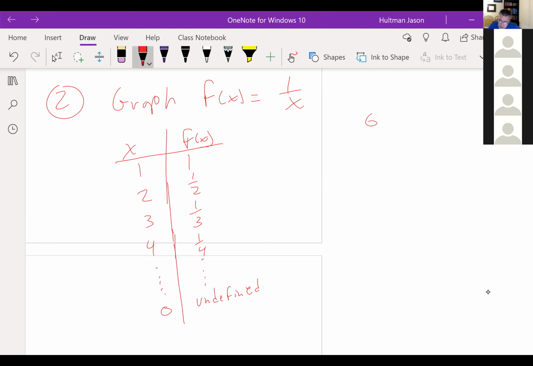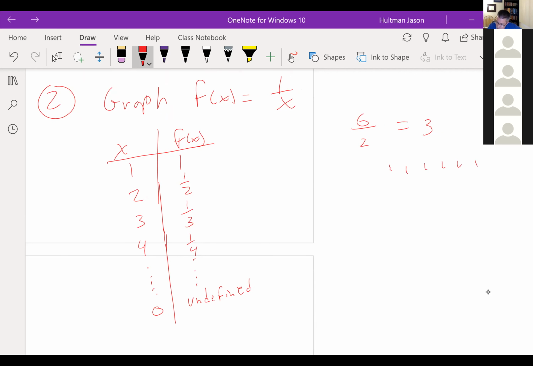Well, think about taking 6 and dividing by 2. What do you get? You get 3, right? You take 6 items and you divide them into 2 different groups, and each group is going to have 3 items. So dividing 6 and putting it into 0 groups. How can you take 6 items and put them into 0 groups?